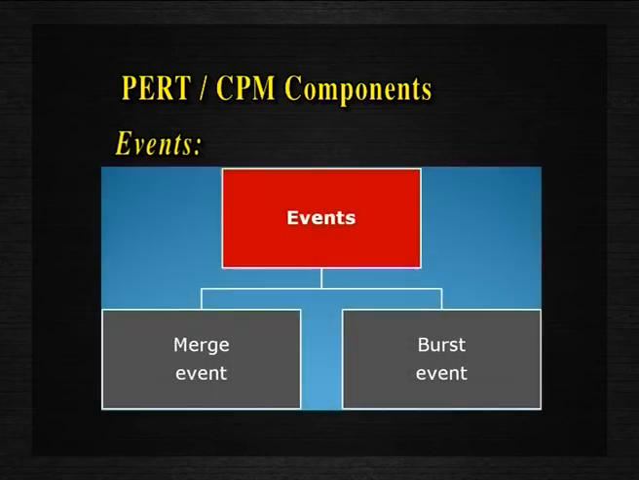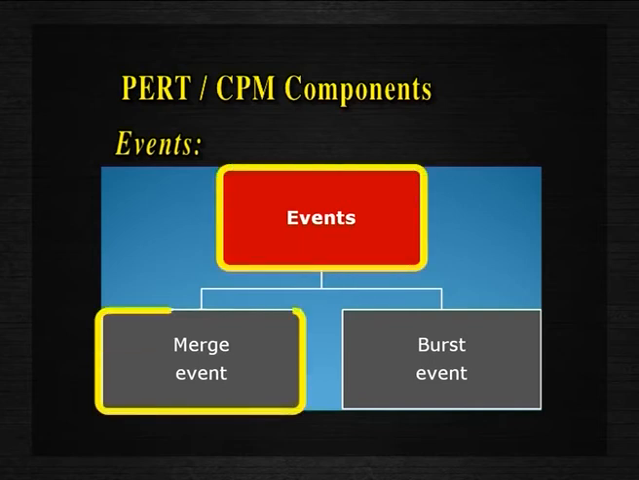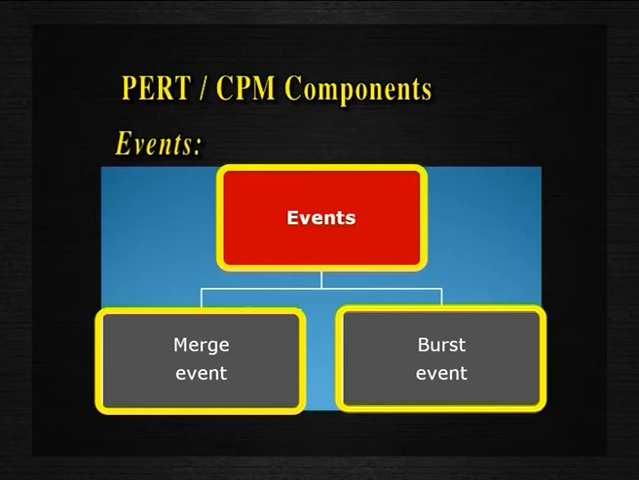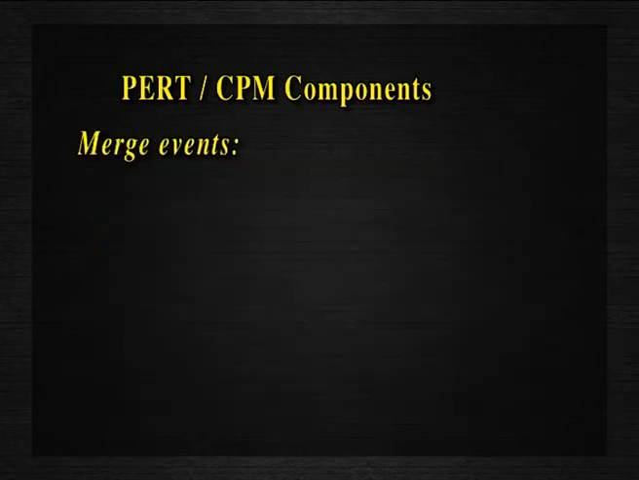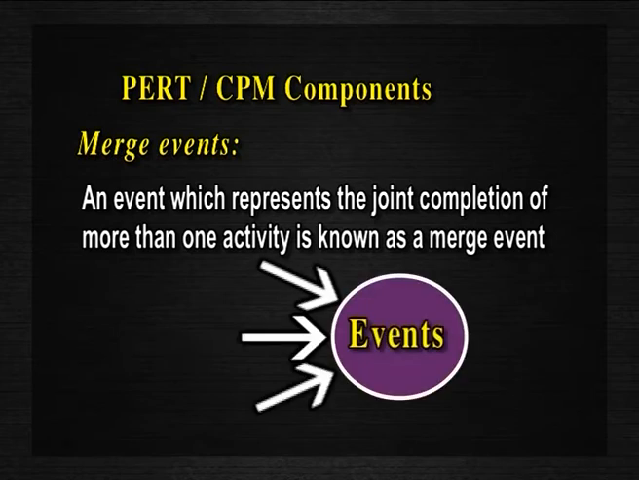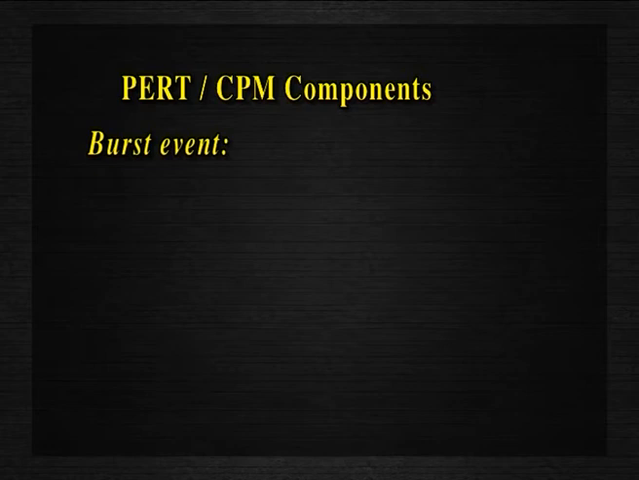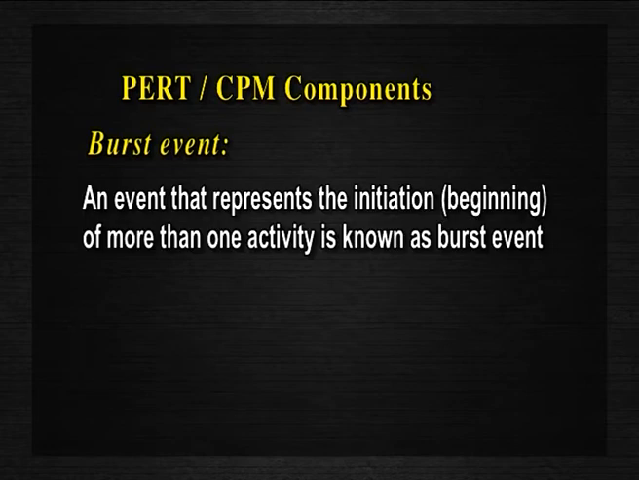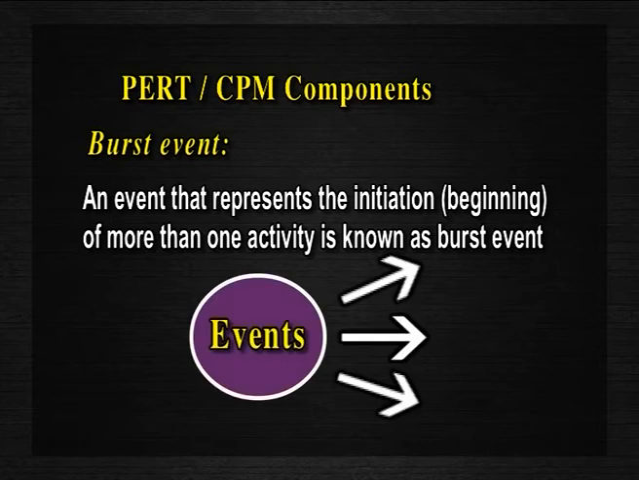Events are commonly represented by circles or nodes in the network diagram. The events can be further classified into merge events and burst events. Coming to merge events. An event which represents the joint completion of more than one activity is known as a merge event, as shown in the diagram. Burst event. An event that represents the initiation or beginning of more than one activity is known as a burst event, as shown in the diagram.